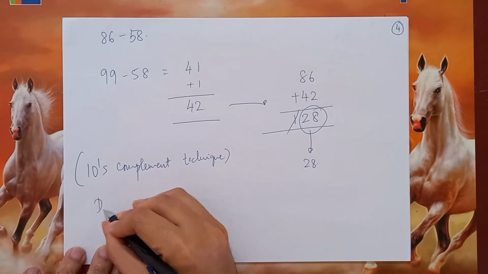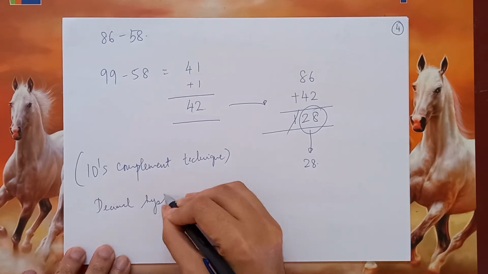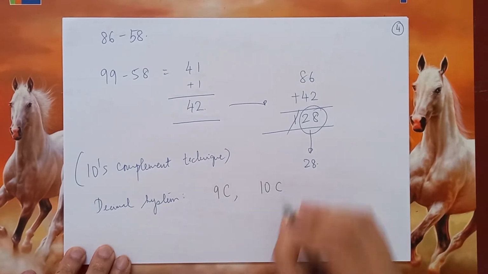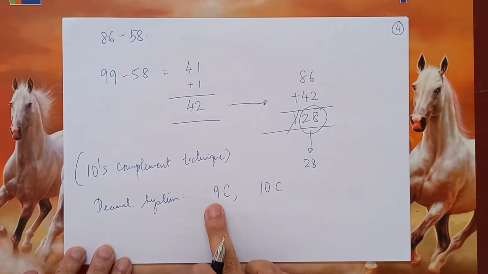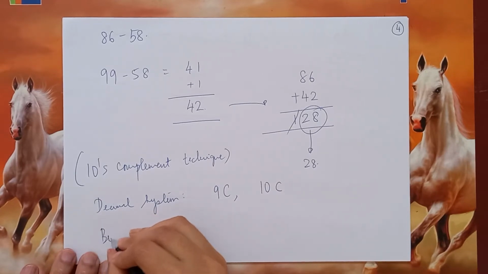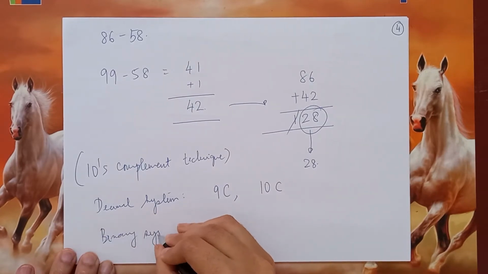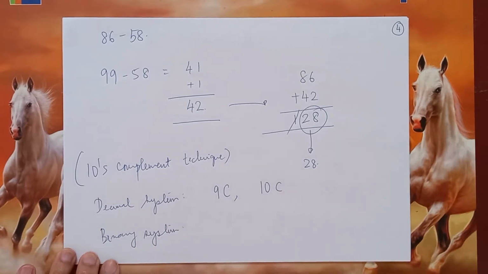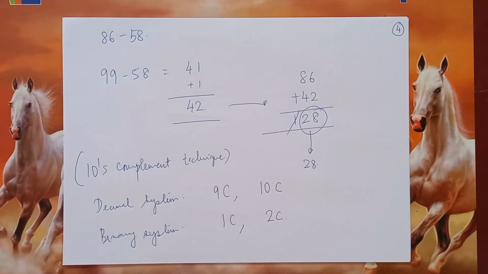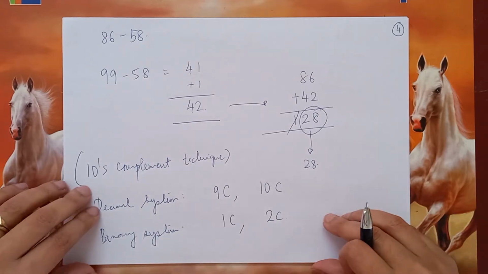So in the decimal number system, we have two techniques to use without borrow. One is called the 9's complement, the other is called the 10's complement, which I am shortening and writing as 9C and 10C. Therefore, in the binary system, these equivalent techniques are called the 1's complement and the 2's complement. Alright? So let us take an example and see it.